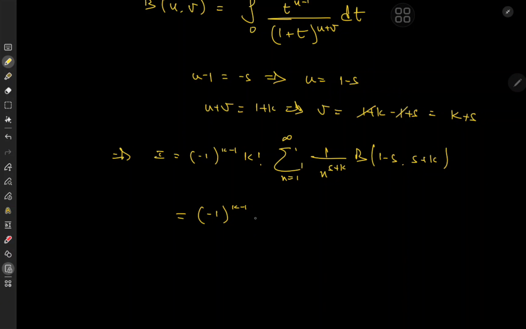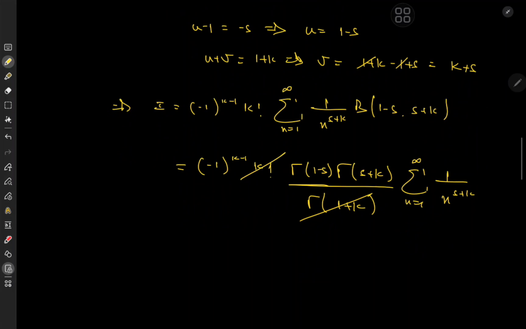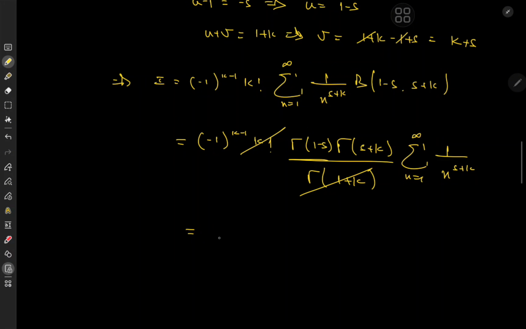We basically just have a product, k factorial here, and the beta function can be expanded in terms of its cooler cousin, the gamma function. And that is going to be gamma of the first argument, gamma of 1 minus s, gamma of the second argument, s plus k, over gamma of the sum of these two arguments. That's our u plus v term, that we remember is 1 plus k. And the cool thing is the k factorial is actually gamma of 1 plus k, so we can just cancel these two out. And we do have the sum over n from 1 to infinity of 1 over n to the s plus k, which is yet another special function. It is, yes, the Riemann zeta function.